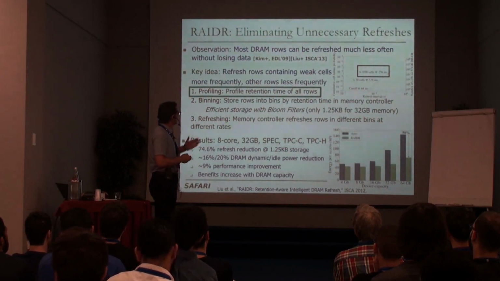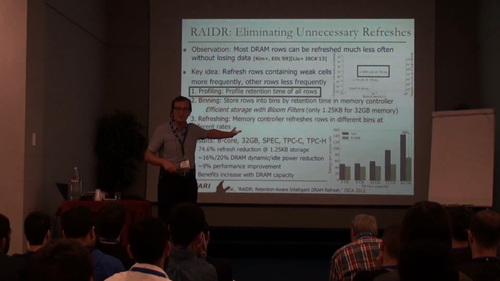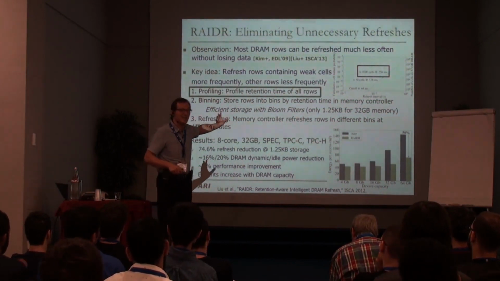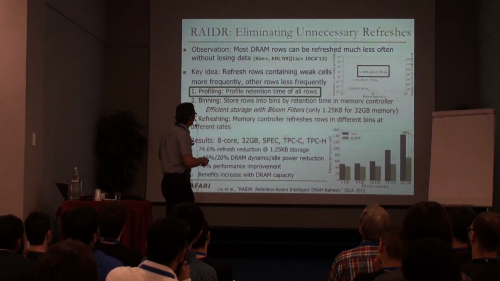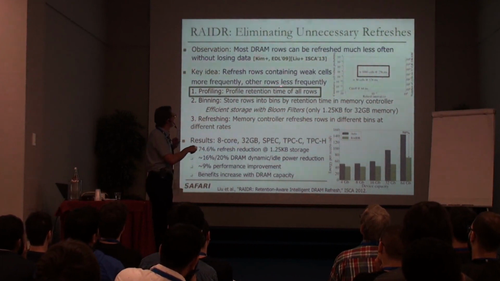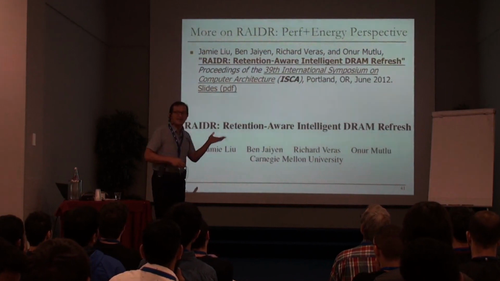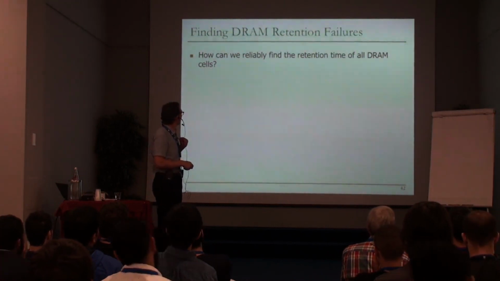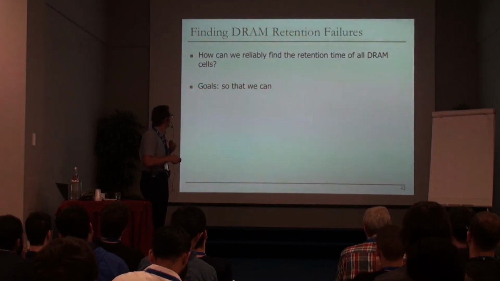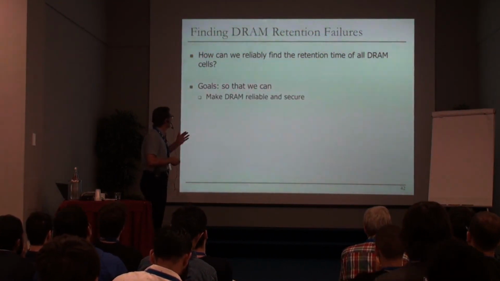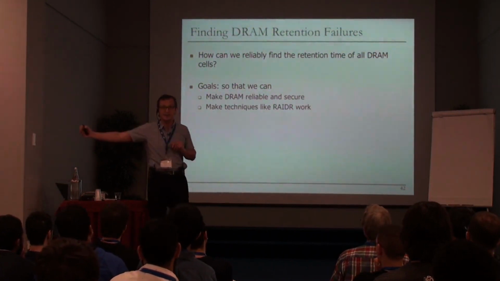Okay, so the key issue over here is how do you figure out the retention time of all rows? So this was the first paper that we wrote on refresh. It was a really good idea. I still believe this is a really good idea. How do you actually implement it is the key question. And it's really bottlenecked by whether you can figure out the profile retention time of all rows. As I said, it's not easy. There are issues. That's why we actually ask this question next. How can you reliably find the retention time of all DRAM cells so that we can make DRAM reliable and secure and make techniques like RAIDR work so that we can scale the technology into the future.